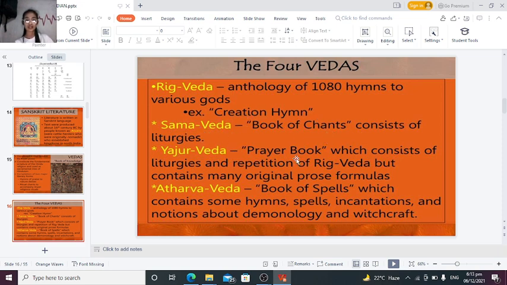The Yajur Veda is the prayer book, which consists of liturgies and repetition of Rig Veda but contains many original formulas. And last but not the least is the Atharva Veda, or the book of spells, which contains some hymns, spells, incantations, and notions about demonology and witchcraft.